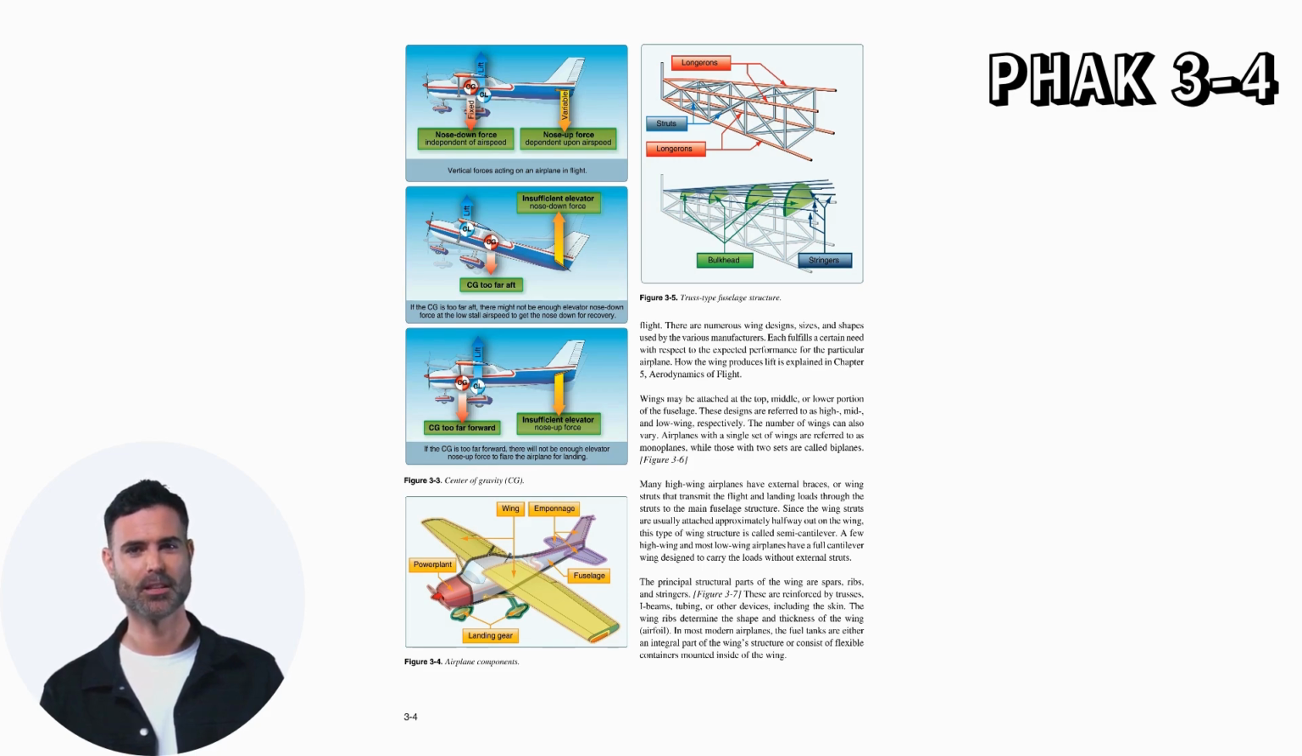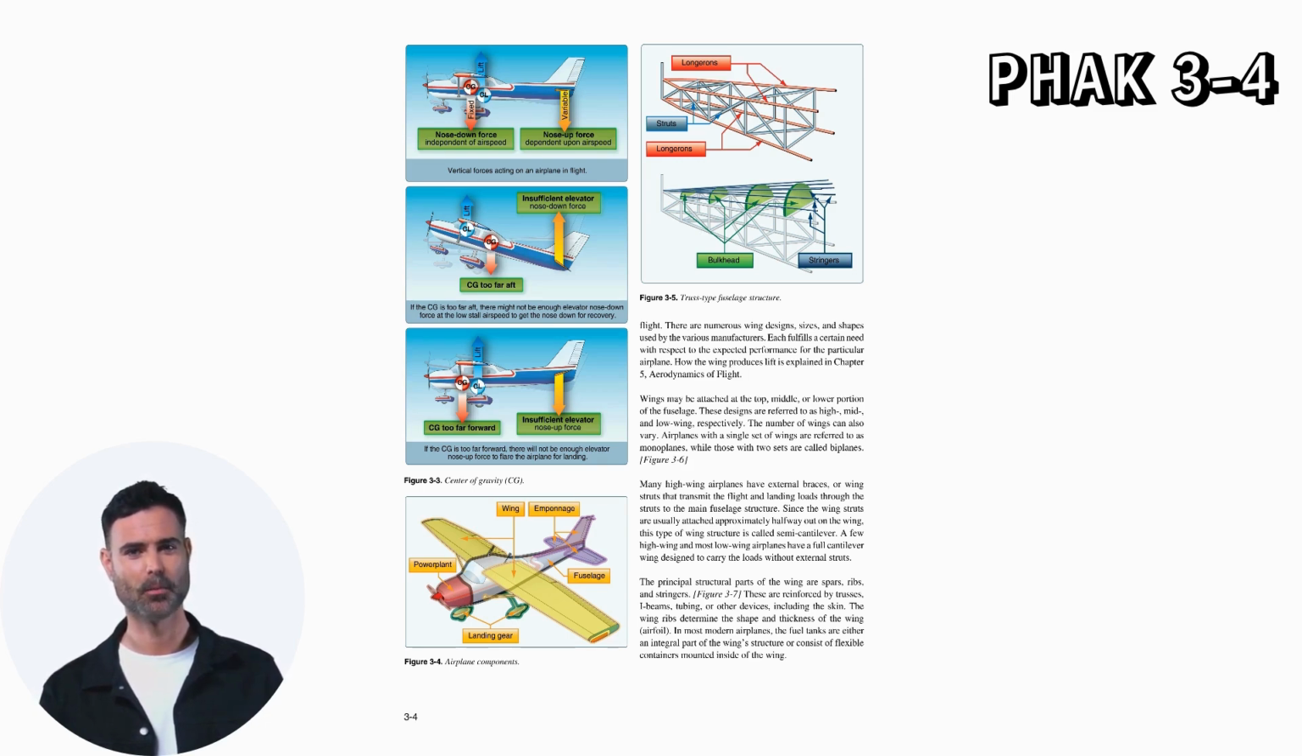Wings may be attached at the top, middle, or lower portion of the fuselage. These designs are referred to as high, mid, and low wing, respectively. The number of wings can also vary. Airplanes with a single set of wings are referred to as monoplanes, while those with two sets are called biplanes.